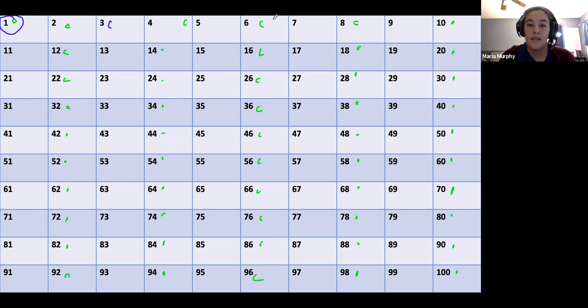Since 6 is closed, it becomes open. Since 9 is open, it becomes closed. Since 12 is closed, it becomes open. Since 15 is open, it becomes closed. Since 18 is closed, it becomes open. Well, this might be a little better way to do it. Open becomes closed. Closed becomes open.